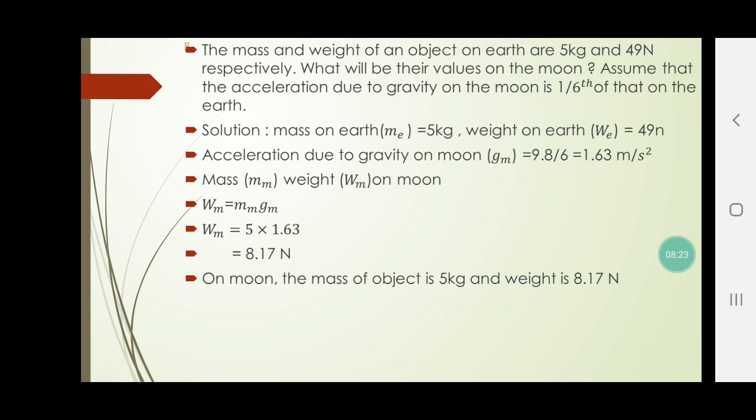Mass of the moon into acceleration due to gravity on the moon. So here mass remains constant. You go anywhere on any planet, mass will remain constant, but weight will change. So W will be equal to 5 into 1.63, because acceleration due to gravity on moon is 1.63, mass is 5. Multiply that, the answer is 8.17. So on moon the mass of the object is 5 kg and weight is 8.17 Newton.